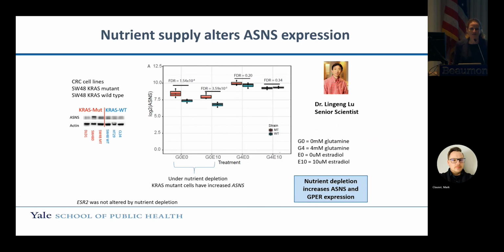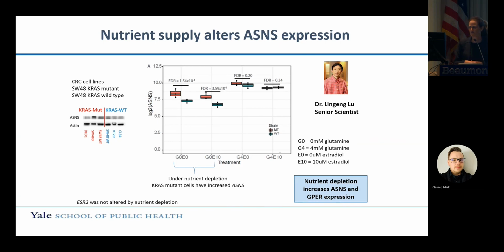So we were really interested in this nutrient environment within the tumor and how it could be potentially linked to the differences that we are seeing. In some work led by Dr. Liu, we looked at another cell line, an SW48 cell line, and its isogenic mutant counterpart. We wanted to see what the effect was of changing the nutrient status of these growing tumor cells in vitro.